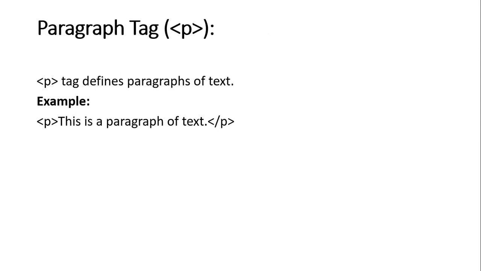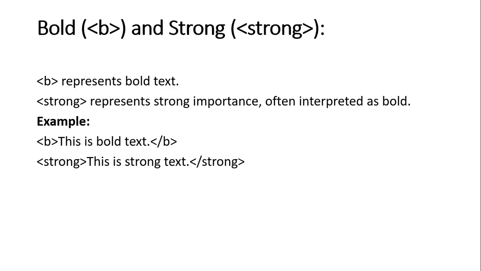The next tag is bold and strong. For bold, you give the B tag, and for strong, you give the strong tag. If you want to bold the text, you can use the bold tag. To give importance to that text, you can use the strong tag. For example, we start with the bold tag and give some content: this is bold text, and close with the bold tag. Also for the strong tag, open with a strong tag, give some content, and close with a strong tag.